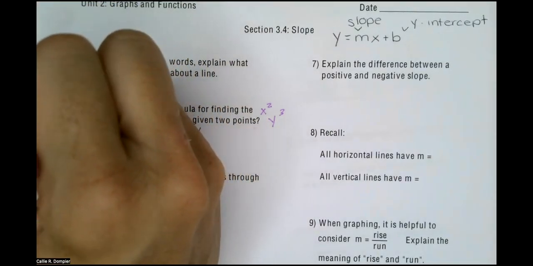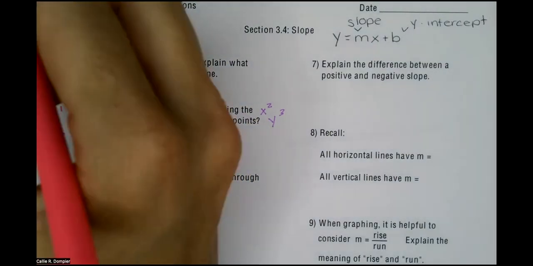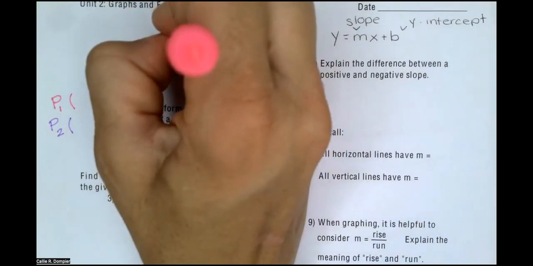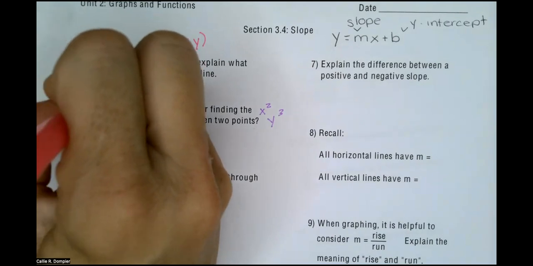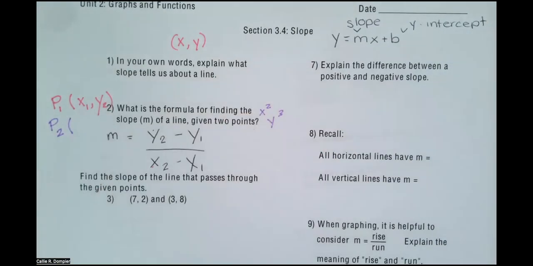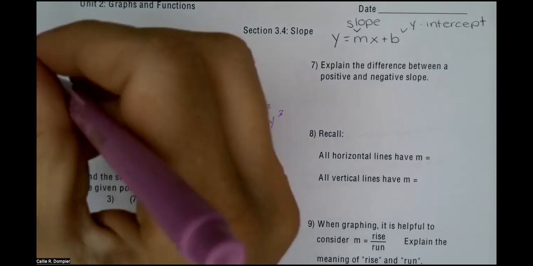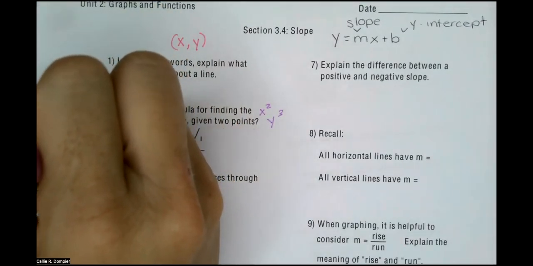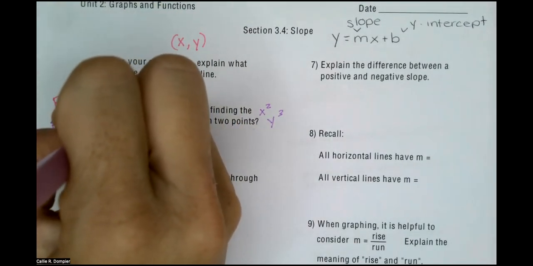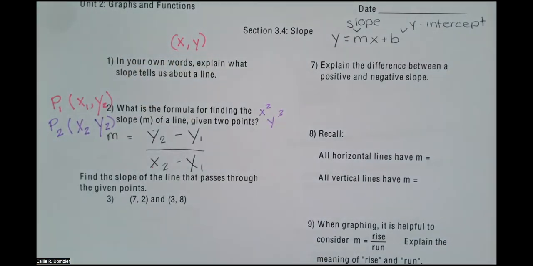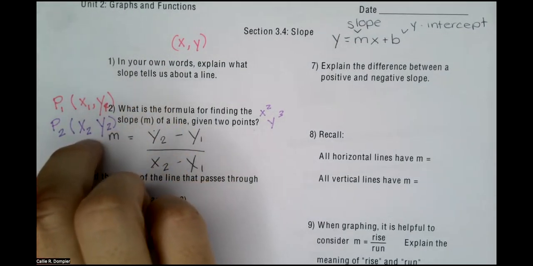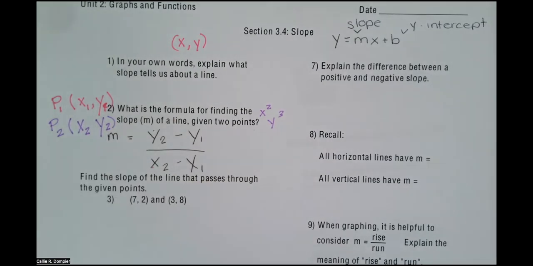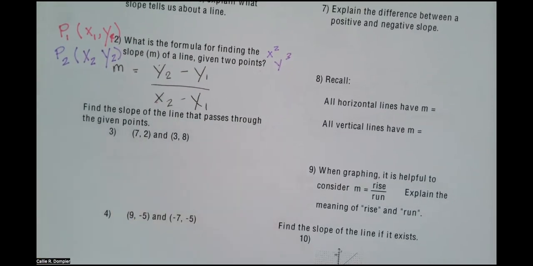So P1, remember we always have x and y. My first point has my first x value and my first y value. And my second point has my second x value, and my second y value. I always mix that up, so it's important to look at yours to make sure it makes sense. Your first point has your first x, your first y. Your second point has your second x, your second y. Good?